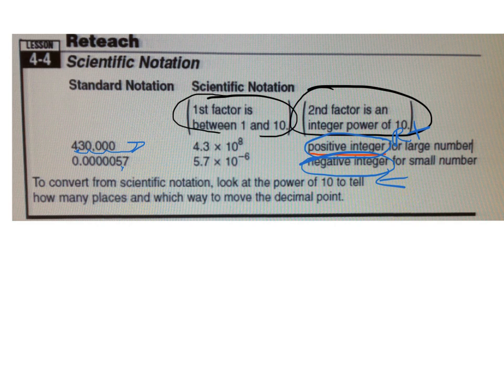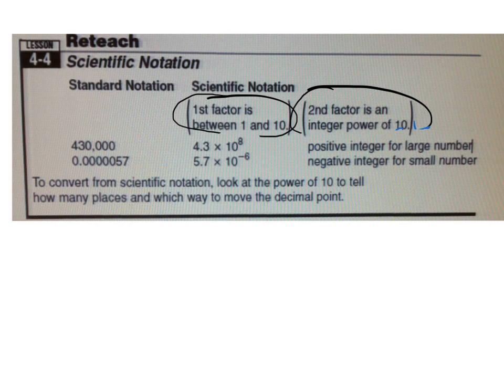Okay, so what direction do I have to move my decimal if I have a negative exponent? Boom, boom, boom, to the left. How cool is that? Everything works all together. It's great. Math is a wonderful thing. Let's take a look now.